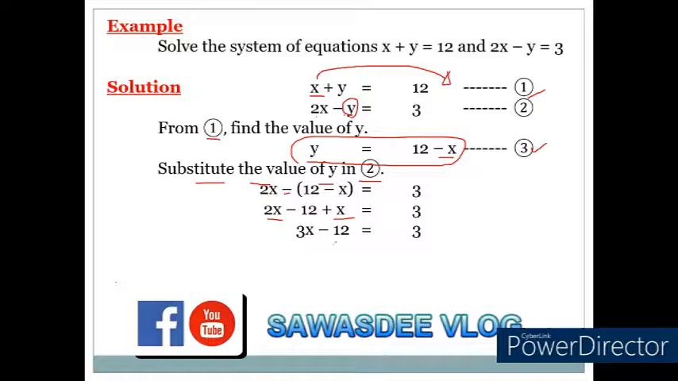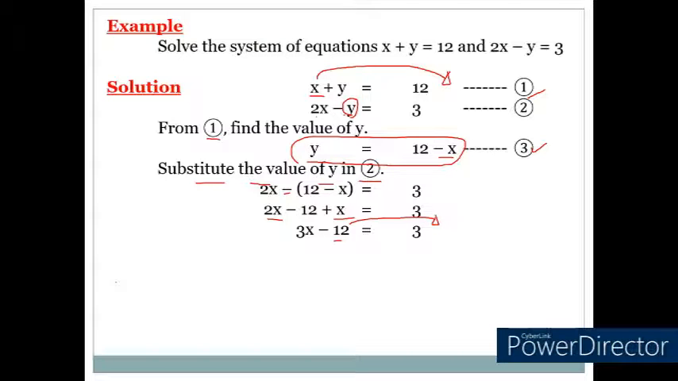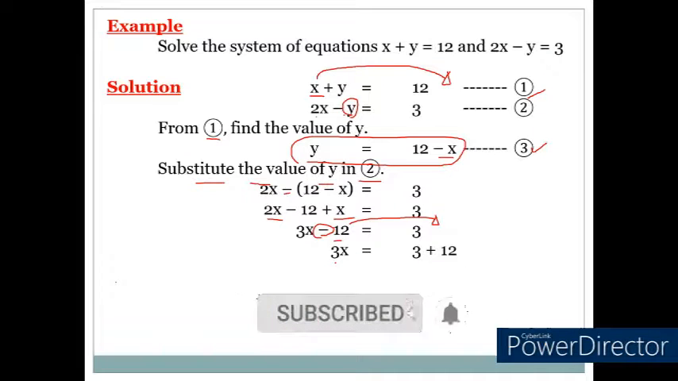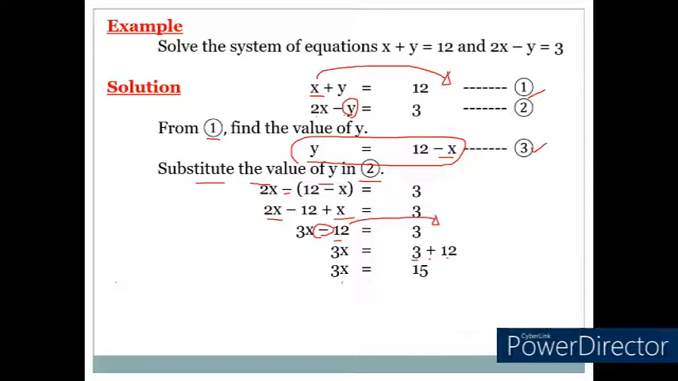But take note, we have another 12 here. That's the whole number. We need to combine this term with the other term, which is 3. As you can see, we use another property, which is the addition property of equation. We need to change the negative sign into positive. So we get 3x equals 3 plus 12. And then we combine 3 and 12. 3x equals 15.